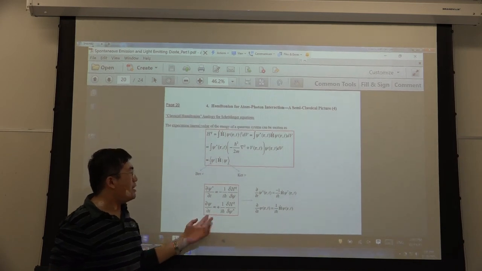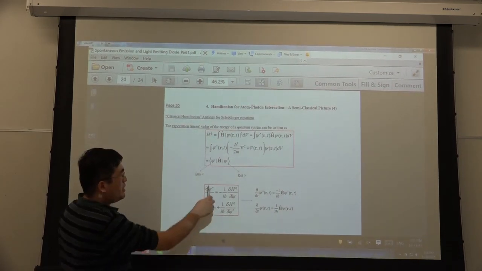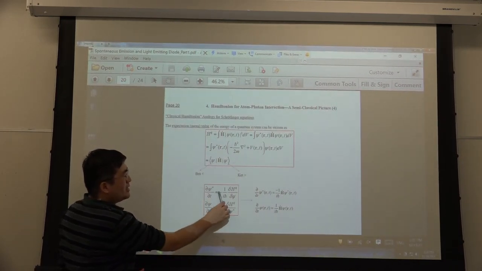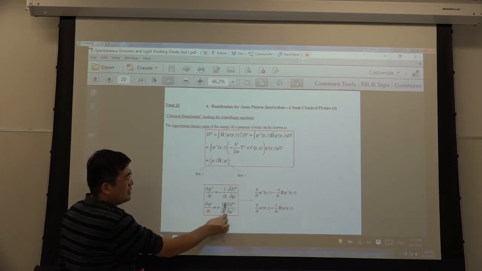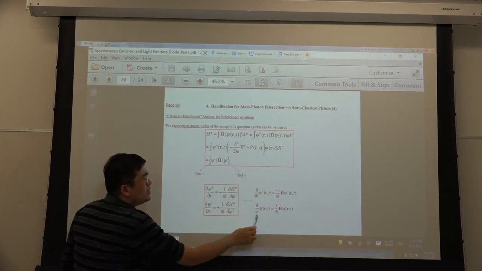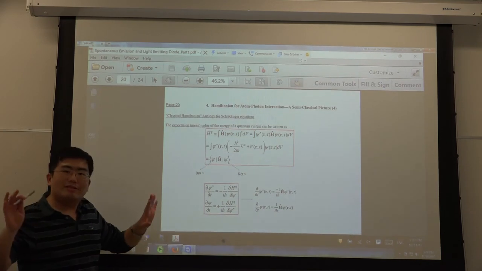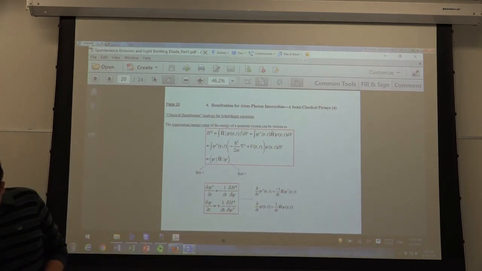You can see everything is similar. If I say this is a P and this is a Q, it's similar. They have some constant in here because it's quantum. I can also get the Schrodinger equation by doing the same thing. You can see all the things are the same.